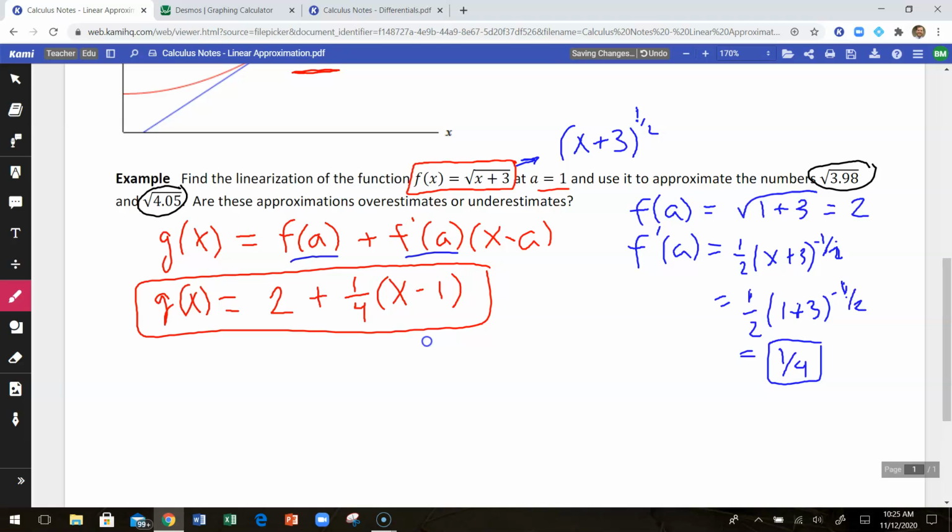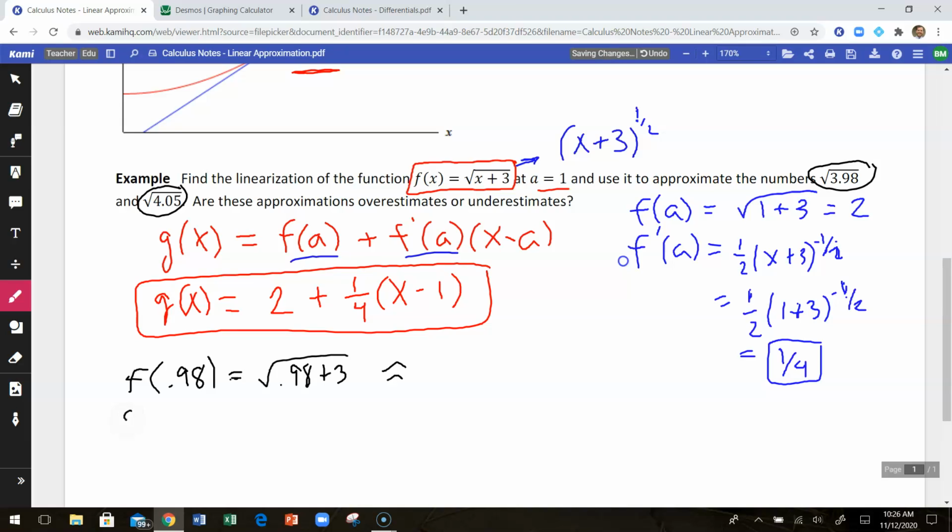Well, if I want to evaluate the square root of 3.98, what does that mean I wanted to plug into f? If I want to approximate the square root of 3.98, that means that x was 0.98, because 0.98 plus 3 is 3.98. 0.98 is close to 1, so this linear function ought to give me a pretty close approximation for that. So I want to evaluate f of 0.98, which would be the square root of 0.98 plus 3. That's what I want, and I want to figure out what that value is.